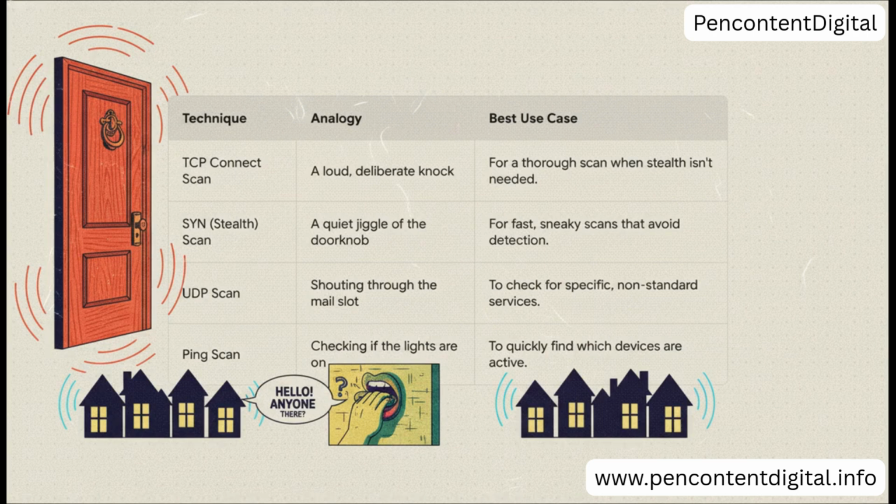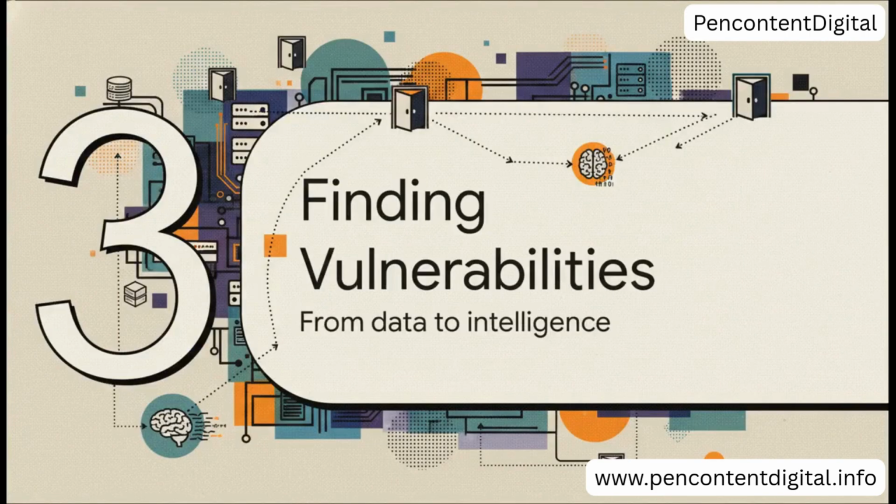It's just like glancing at the building from the outside to see which rooms have their lights on. It just tells you who's home, which devices are active. Okay, so knowing which doors are open is great. That's the map. But that's really just the beginning.